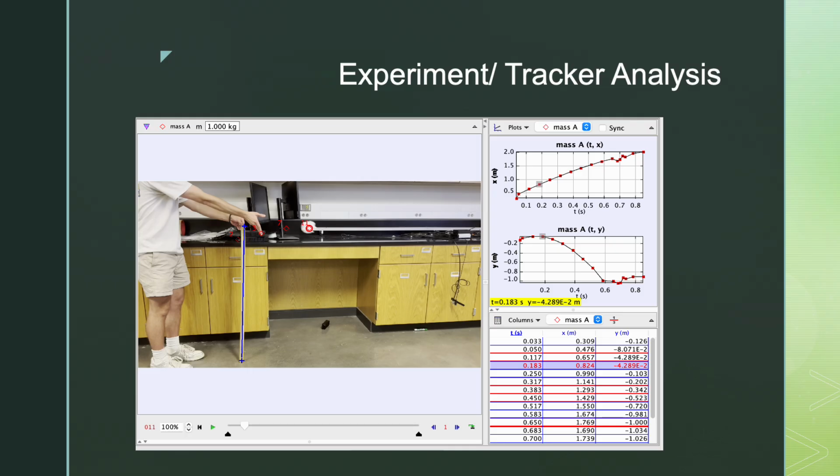This is our experiment and Tracker analysis. As you can see, I plotted the Tracker points on the center of the paper ball, and it resulted in these graphs.